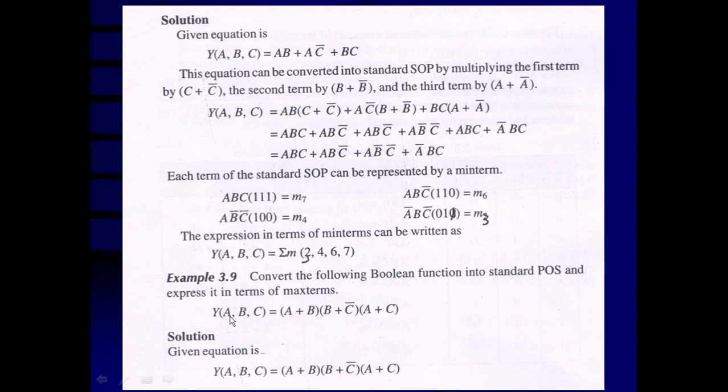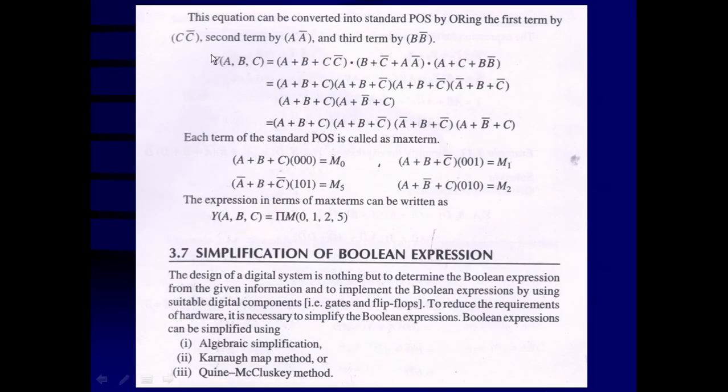In this example, y is a function of ABC. There are three ORing terms: A or B, B or C bar, and A or C. Here the variable C is missing, here the variable A is missing, here the variable B is missing. Whichever variable is missing, that variable with its complement should be ANDed and then ORed with that term. So this equation can be converted into the standard product of sums by ORing the first term with CC bar, the second term with AA bar, and the third term with BB bar.